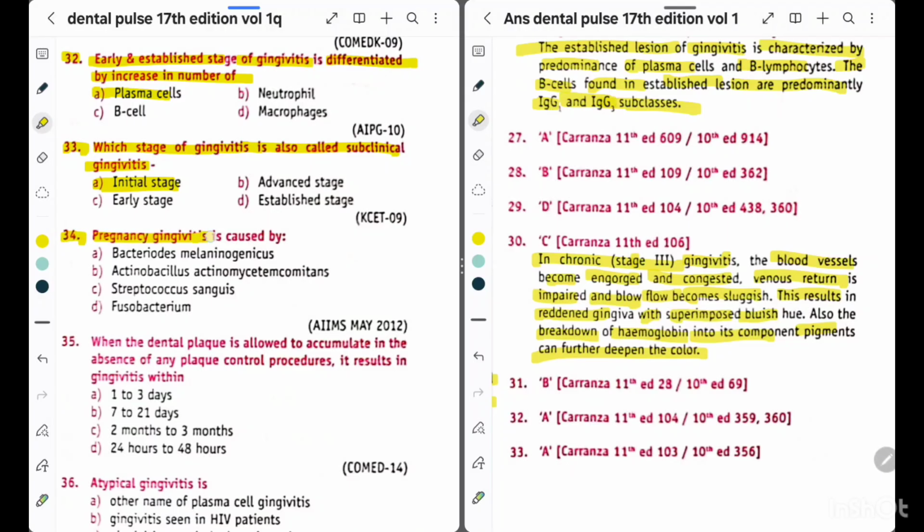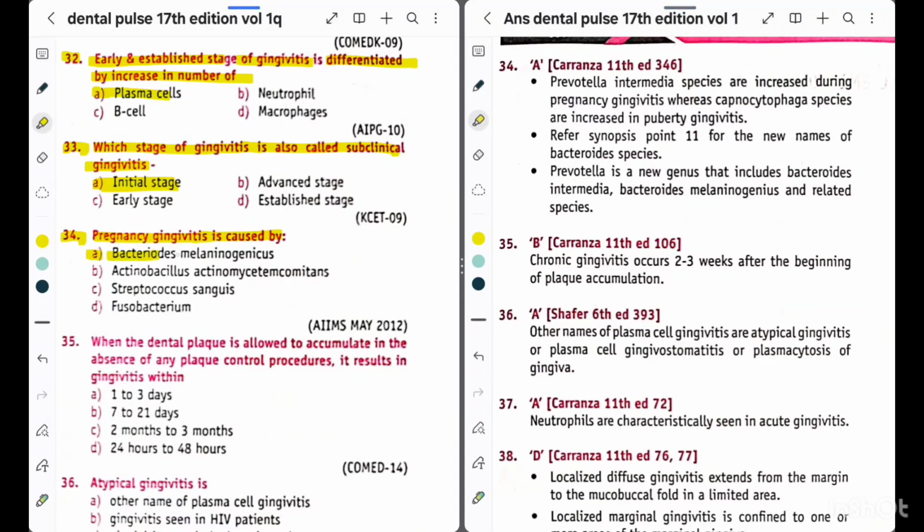Question 34. Pregnancy gingivitis is caused by. So the answer is option A, Bacteroides melanogenicus. Pregnancy gingivitis is caused by Bacteroides melanogenicus. Prevotella intermedia species are increased during pregnancy gingivitis, whereas Capnocytophaga species are increased in puberty gingivitis. Prevotella is a new genus that includes Bacteroides intermedius, Bacteroides melanogenicus and related species.